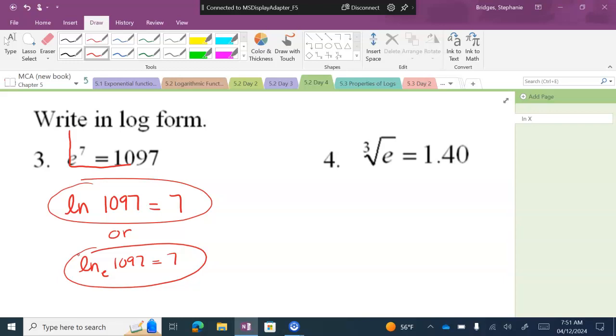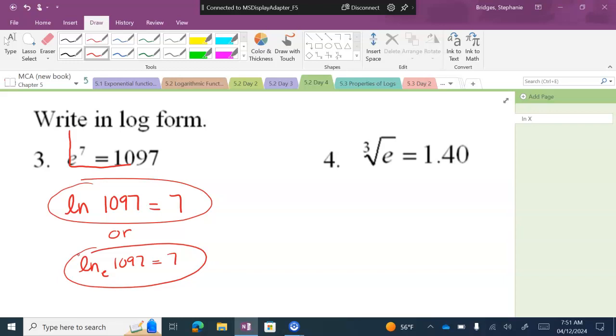Now, number 4 is the cube root of E equals 1.40. Does that E have an exponent on it the way it's written right now? It doesn't, does it? Here's a question. Can I turn that cube root into an exponent? Think about this. The square root of, we'll say 4. Isn't that the same? What's the index here? 2. What's the exponent on that 4? A 1. Power over root. Isn't that the same? Okay.